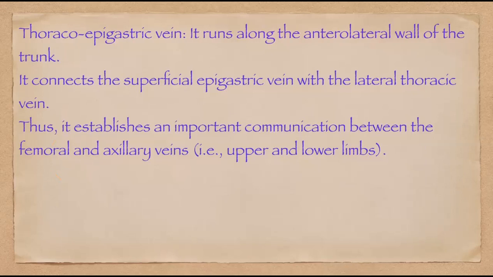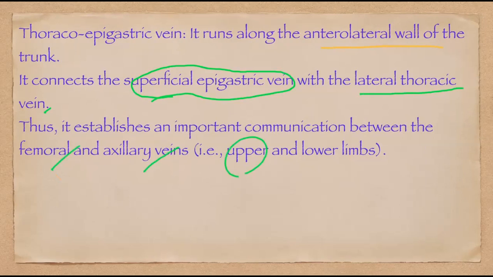And there is a thoracoepigastric vein. It runs along the anterolateral wall of the trunk. It connects superficial epigastric vein, okay, with the lateral thoracic vein. That means it is a communication between femoral and axillary veins, okay, upper and lower limbs. There is a connection between upper and lower limbs through the superficial epigastric vein, which anastomoses with or connects with the lateral thoracic vein of the axillary vein, right?